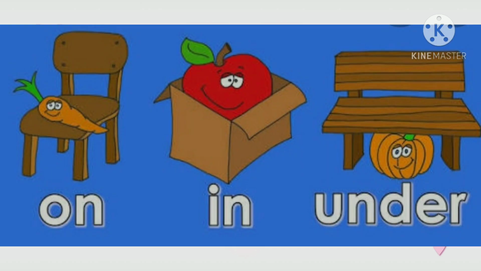Now, see here. Where is the carrot in the first picture? Yes, the carrot is on the chair. See the second picture. Where is the apple? The apple is in the basket. Third picture, where is the pumpkin? The pumpkin is under the chair.